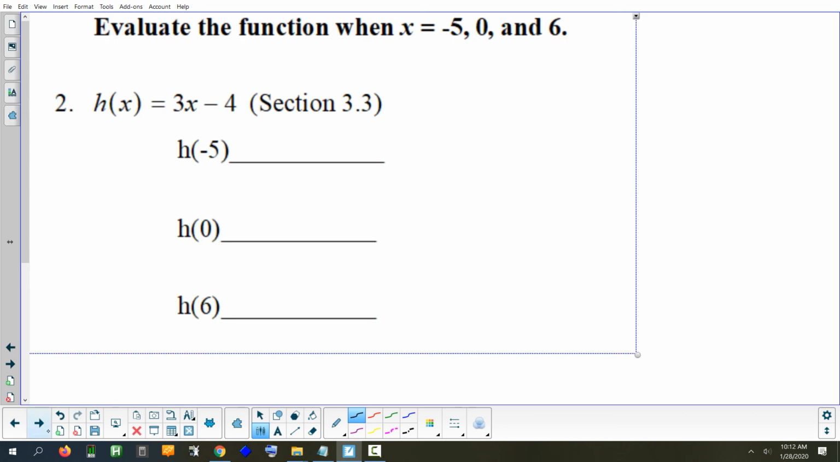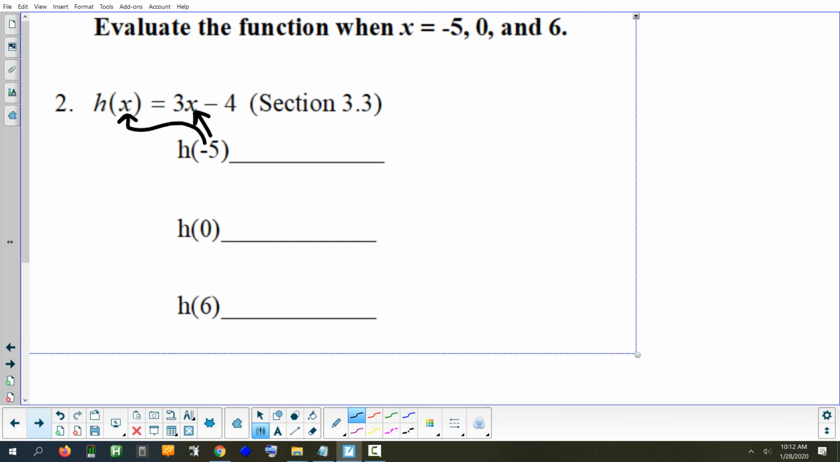Number 2, it says evaluate. Remember, evaluate is just a big word that means plug in. So plug in the numbers -5, 0, and 6. So you have to do this problem 3 times. Each time, you're going to take that number and you're filling it in for the x spot. Okay? So let's do the first one. And you fill it in right here too. You fill it in both.